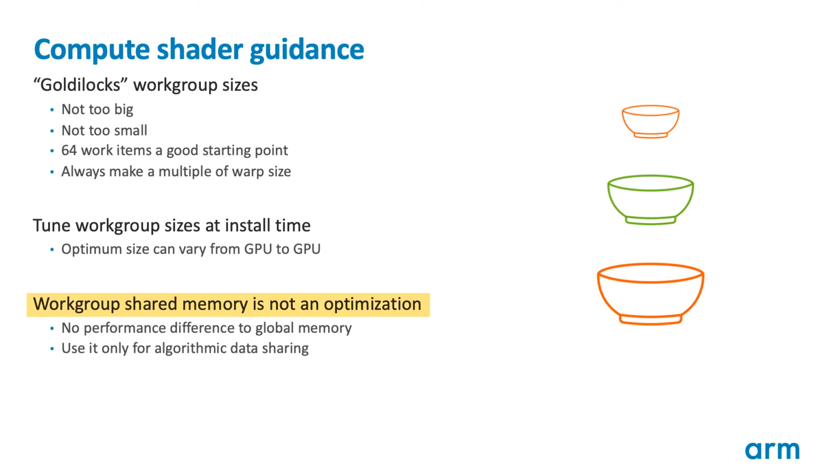This is not true for Mali GPUs. Workgroup shared memory is simply a buffer backed by system RAM, so copying read-only data from global memory to workgroup local memory will actually make things slower as you are just polluting your cache. Use workgroup local memory only for algorithmic data sharing.